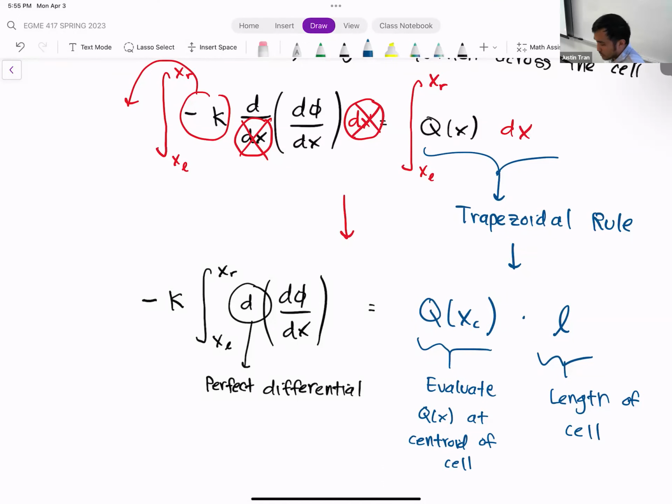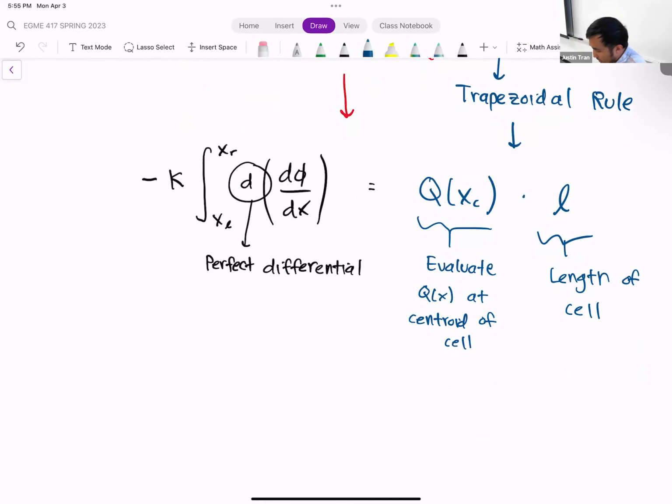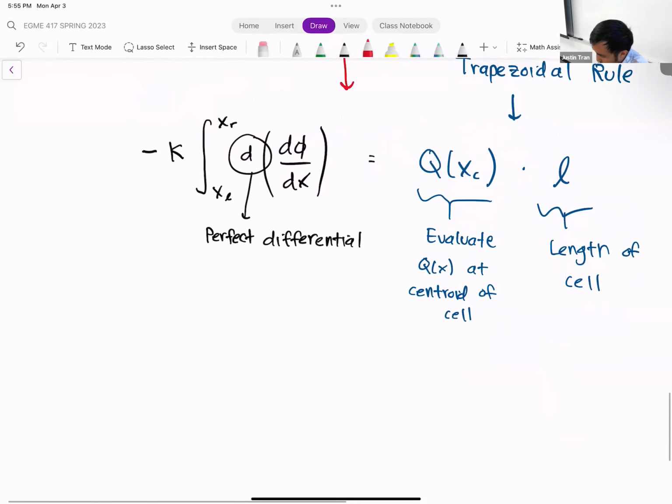But let me pause here for questions. Are there any questions on this so far? Okay. Let's go ahead and evaluate the integral on the left.